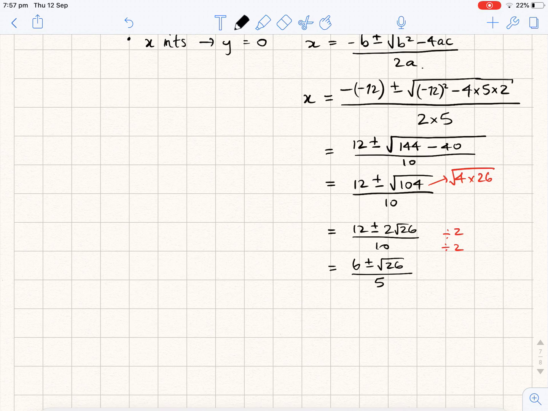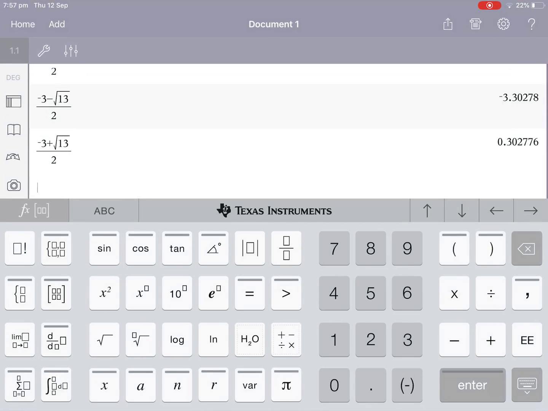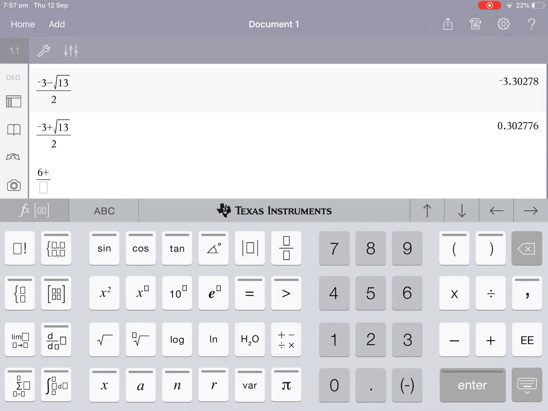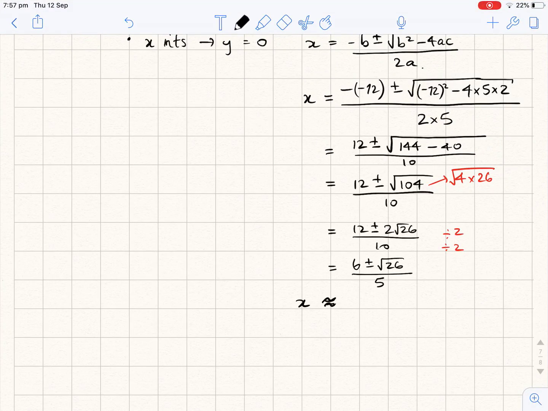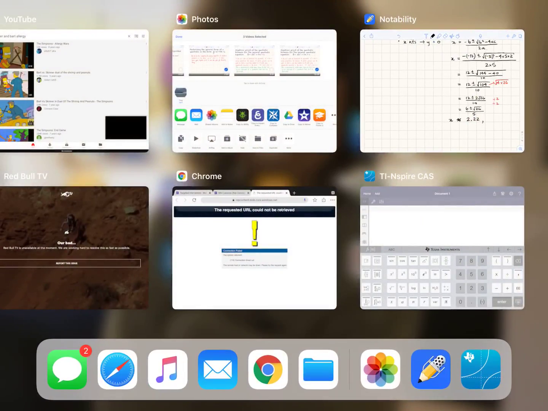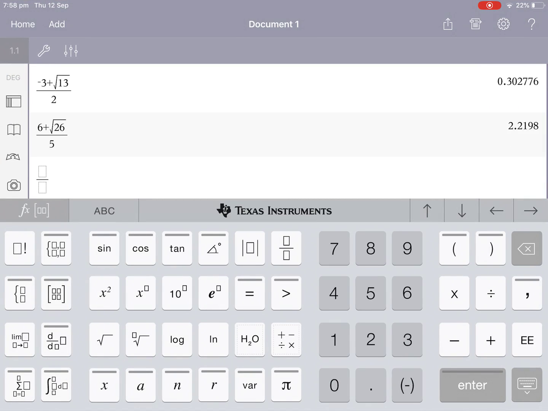Okay, on the calculator, again, you don't need to get these approximate values, but I know many of my students in the past have liked the approximate values to help them visualize what's going on. So we had 6 plus the square root of 26 divided by 5. So one of them is 2.22. Better write that down before I forget. So it's 2.22. And the other value is 6 minus the square root of 26 divided by 5, and we get my second value 0.18.